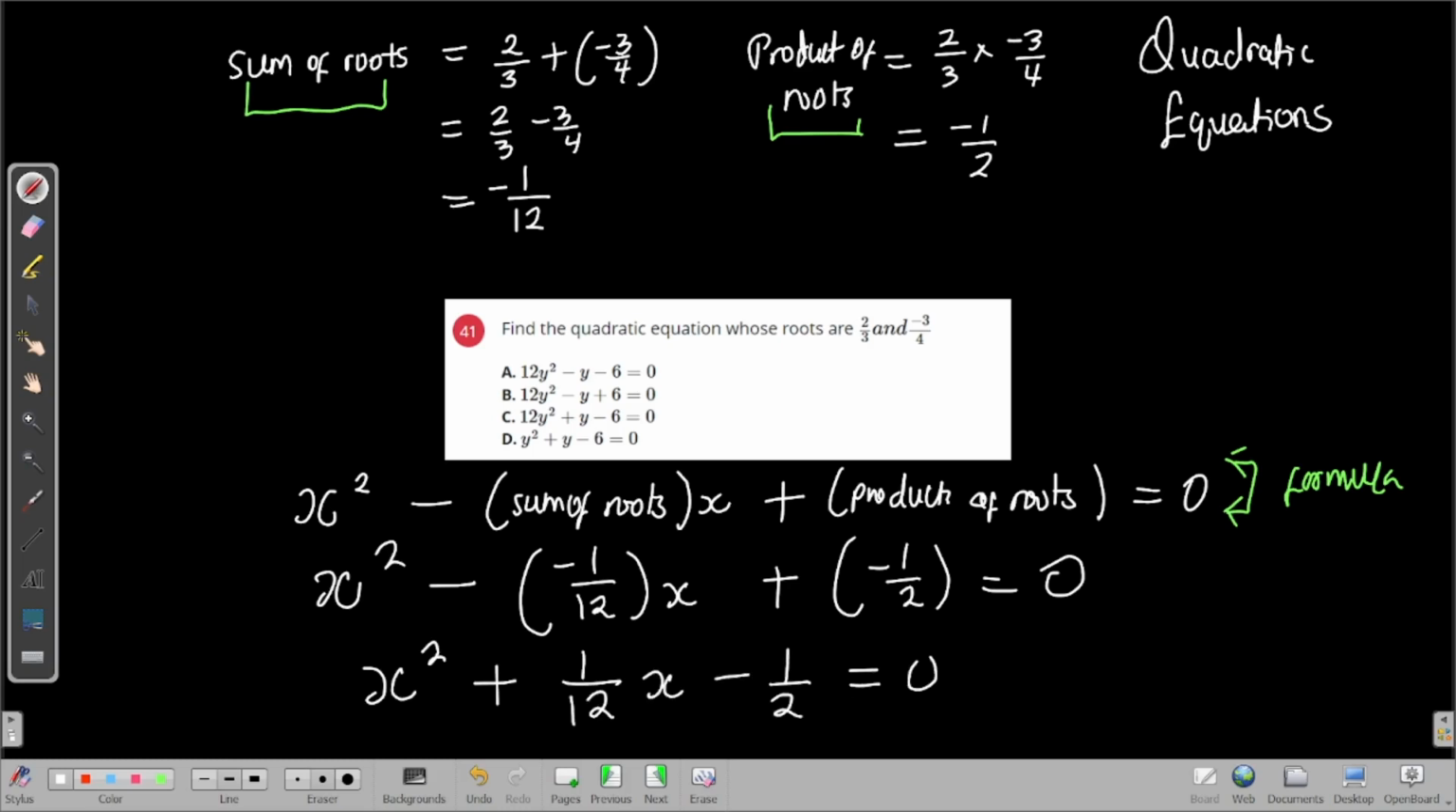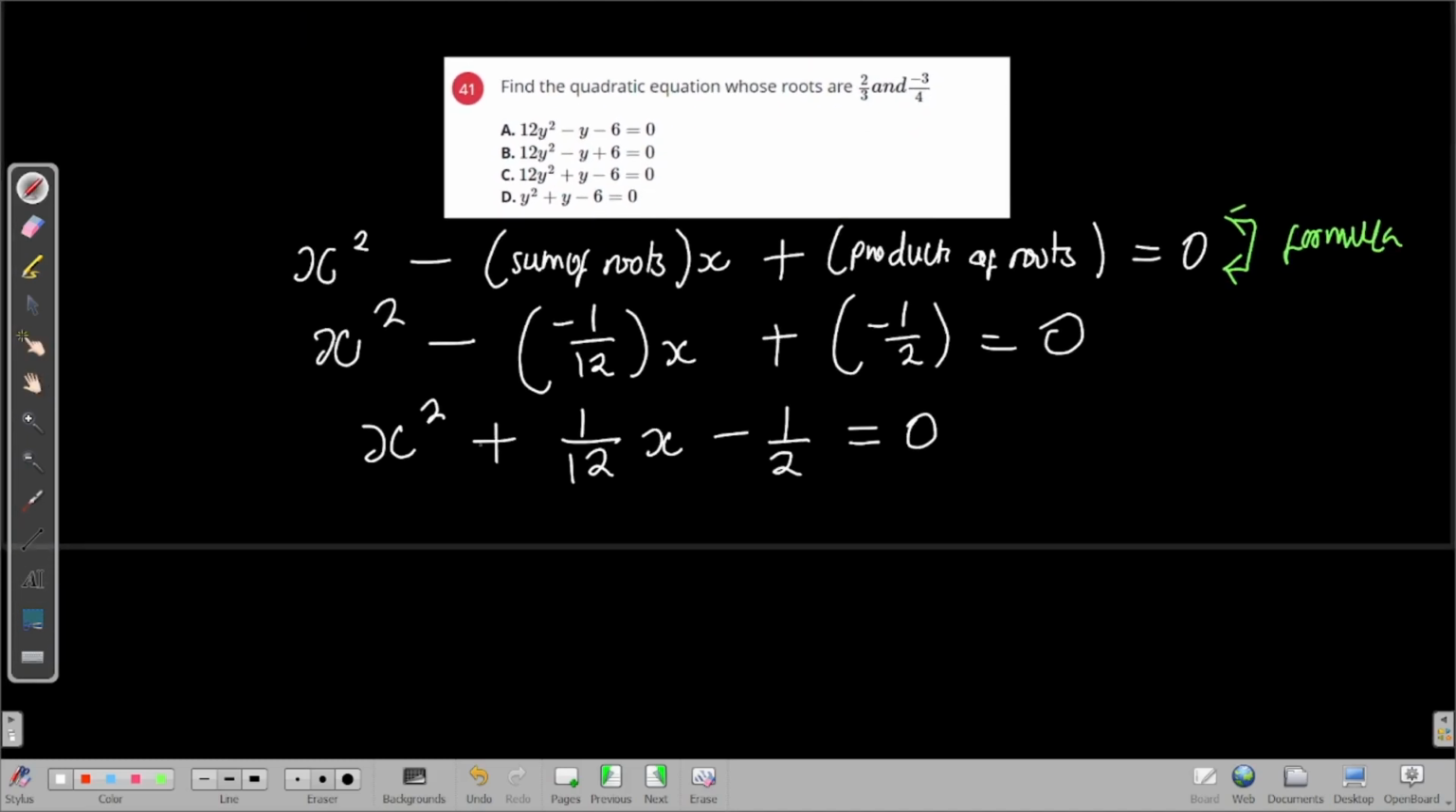So you can see that in our options, there is no fraction. Everything there is a whole number. So we need to get rid of the fraction. So you multiply by the LCM. Multiply every term by the LCM. And what's our LCM? It's 12.